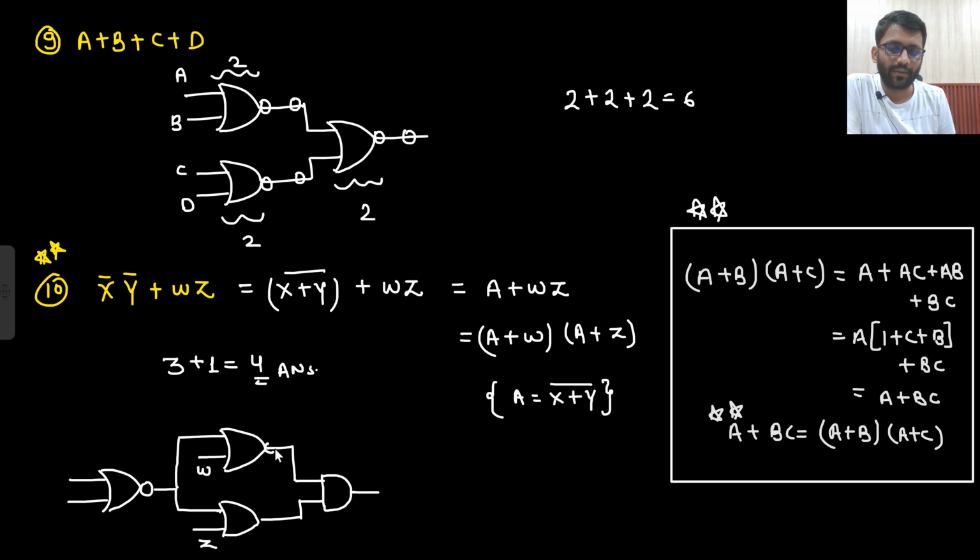So if I make a bubble here, another bubble here, another bubble here, and another bubble here, this bubble can be replaced with a simple NOR gate only. Sorry, not XNOR, NOR gate only. So 1, 2, 3, and 4. Answer is 4. Okay, so this is the way we can go.